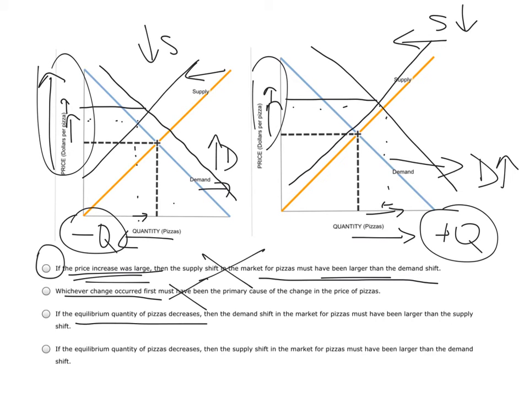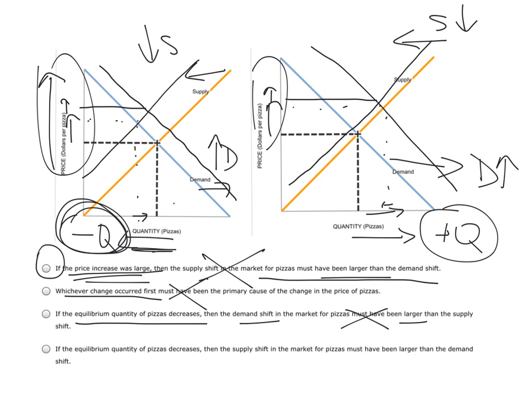Now, if the equilibrium quantity of pizza decreases, which was happening in this picture, then the demand shift in the market for pizza must have been larger. Now, the way we drew it here, this is the change in demand, but this is the change in supply. The shift is actually much bigger on the supply side, not on the demand side. So this is not true, because it says that if the quantity decreased, which it did here, the supply had to have had a smaller shift. Demand was larger, and that's not true here.